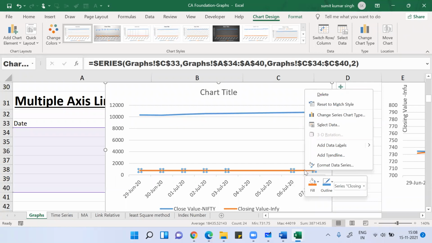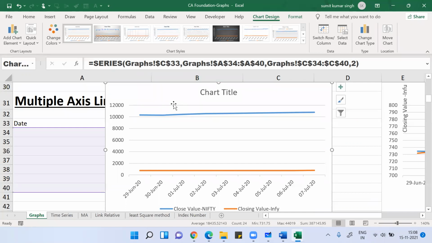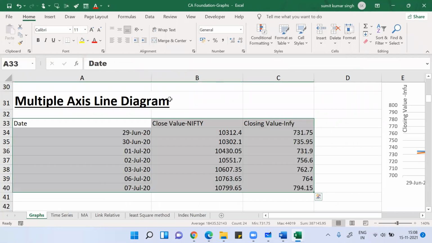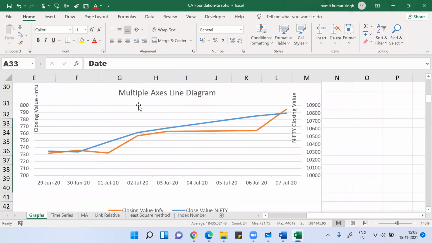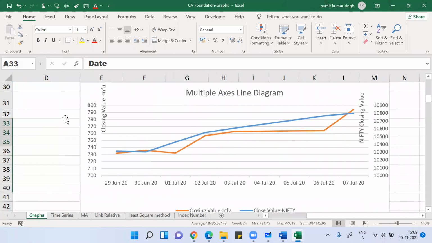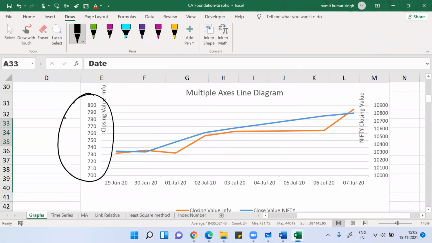So when we use multiple axis line diagram, we'll create two axes, primary axis and secondary axis. We cannot measure both of them on the same axis. So what I did here, I constructed two axes. This is the axis of Infosys, which is around thousands. You can see this. Here I've written the closing price of Infosys, and here I've written the closing value of Nifty. And then when I'm making the comparison, it's making more sense.